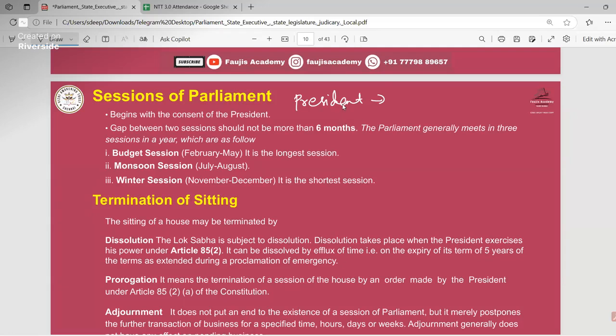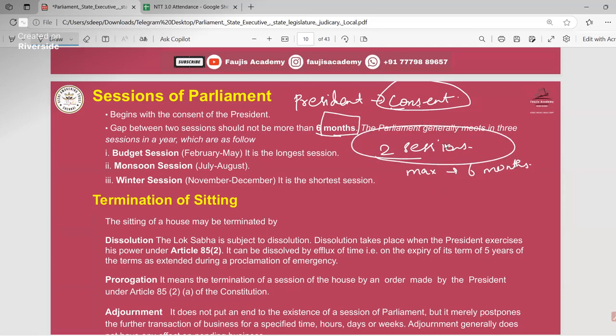But even though the Speaker and the Prime Minister or the ruling party decide when the parliament session starts, they have to get the consent of the president before the commencement of the parliamentary session. According to the Constitution of India, a minimum of two sessions must be held in a year, and there should not be more than 6 months of gap between two sessions. So the maximum gap between two sessions is 6 months. Therefore, two sessions per year is compulsory.